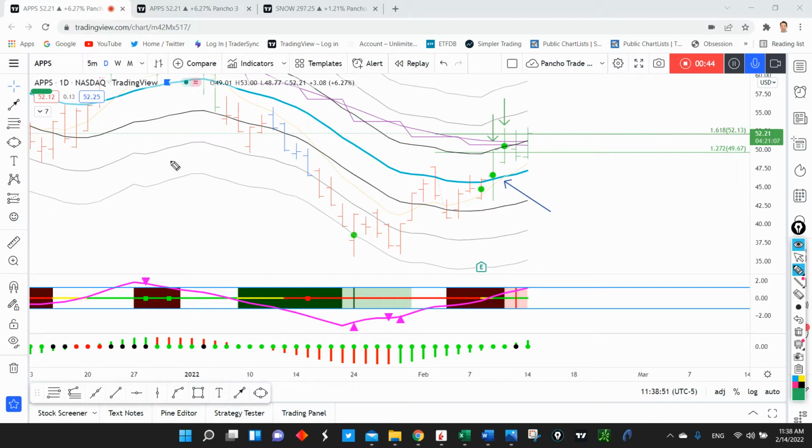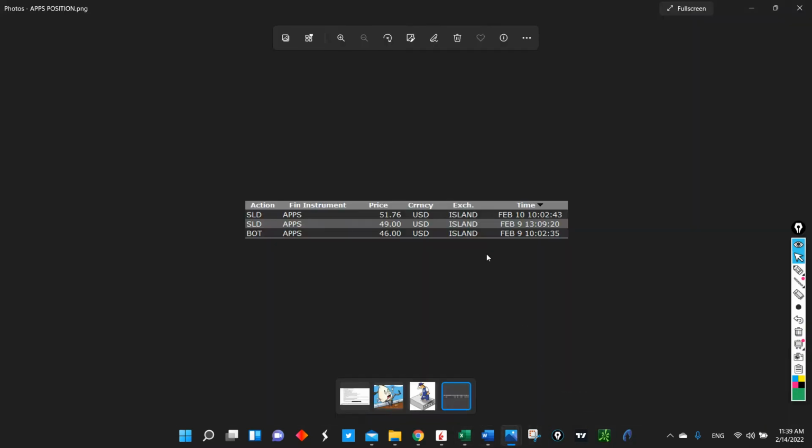So first of all, let's start with the position that I took. How did I trade APPS to the long side? Right here we have the position that I took in APPS. I bought common stock. I made my first purchase on February 9 at $46, and then I scaled out of my position the same day at 49, and then I scaled out of the rest of my position right here at 51.76.